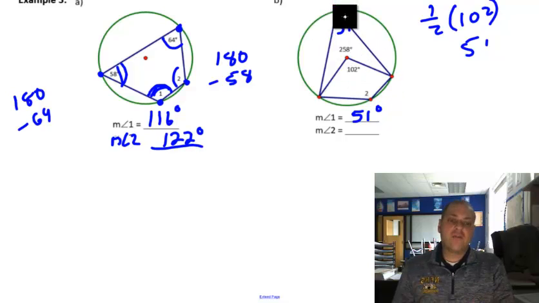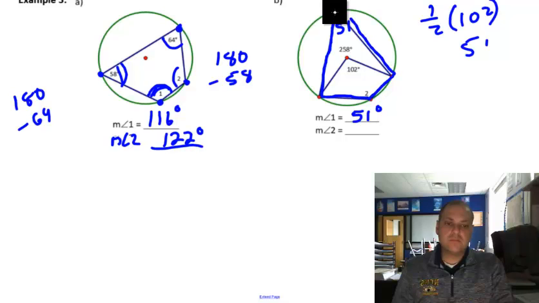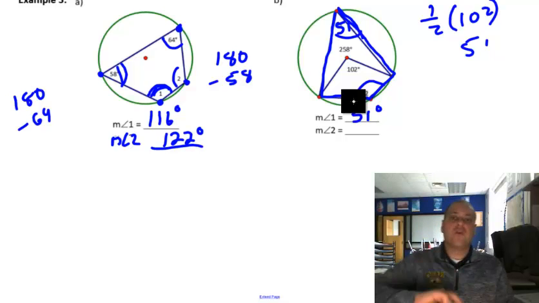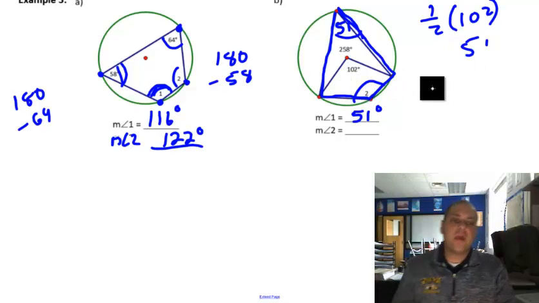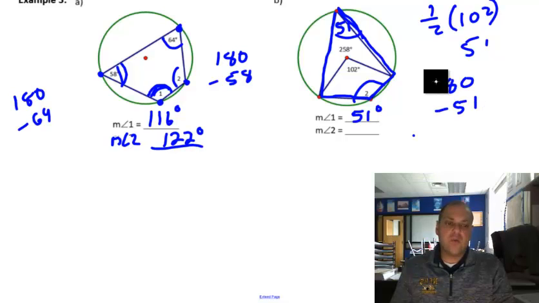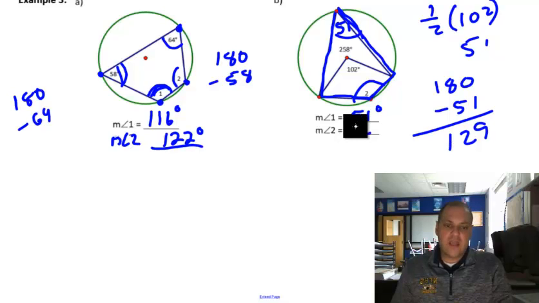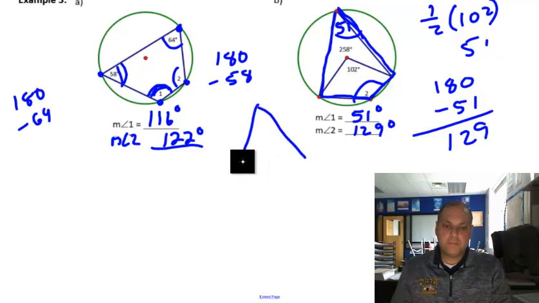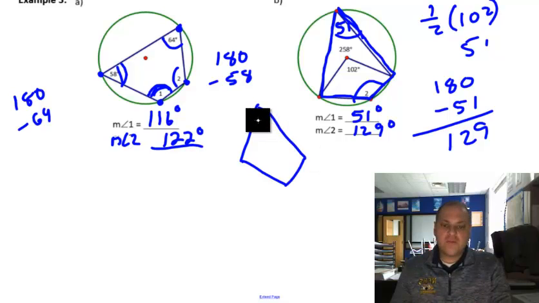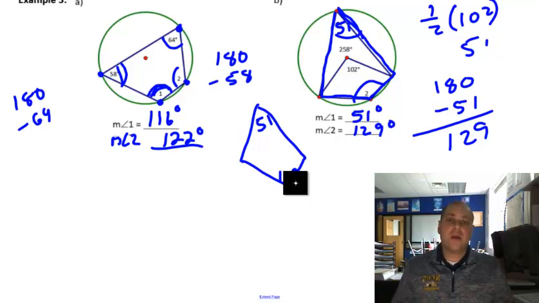And now I can do the quadrilateral theorem. See how I have my quadrilateral? Okay? 51 and angle 2 are opposite angles of the quadrilateral. We just learned that they're supplementary, so I'm doing 180 minus 51, and that's going to be 129. So angle 2 is 129. If I draw that quadrilateral kind of on the side here, this was 51. This one had to be 129 because the opposite angles are supplementary if it's inscribed in the circle.